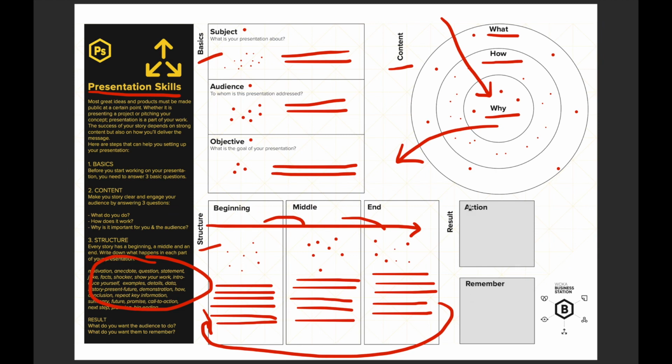As a result, there are two possible outcomes of your presentation. You want your audience to do and to remember something. If you want your audience to do something, it's kind of hard. A lot of people don't want to do anything after a presentation, but it's possible. So make sure it's clear and note in this box exactly what actions you want your audience to take right after your presentation.